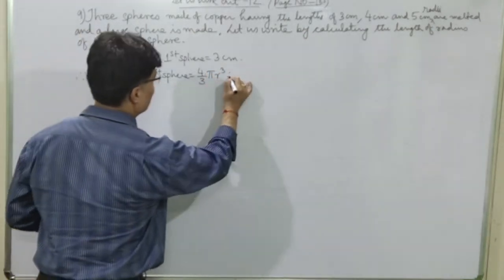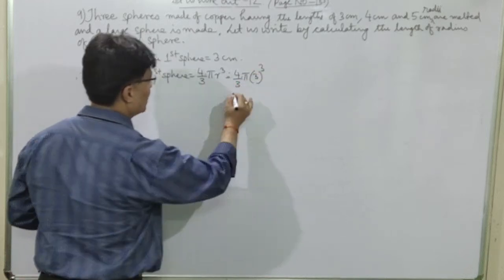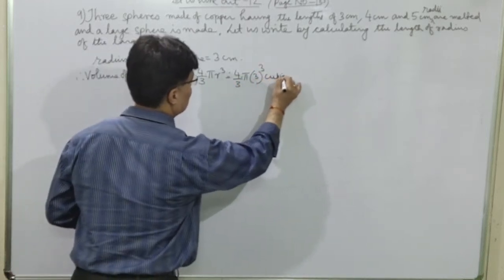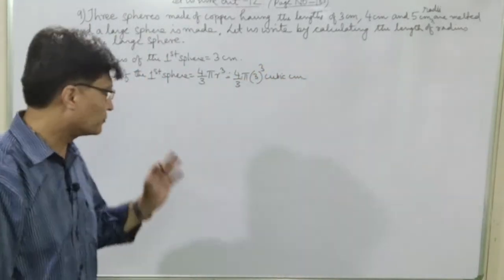So let us put the value here. 4/3 pi, what is r whole cube? That is your 3 cube. Let us write here the unit. That is your cubic centimeter. Don't simplify it. Is that clear?